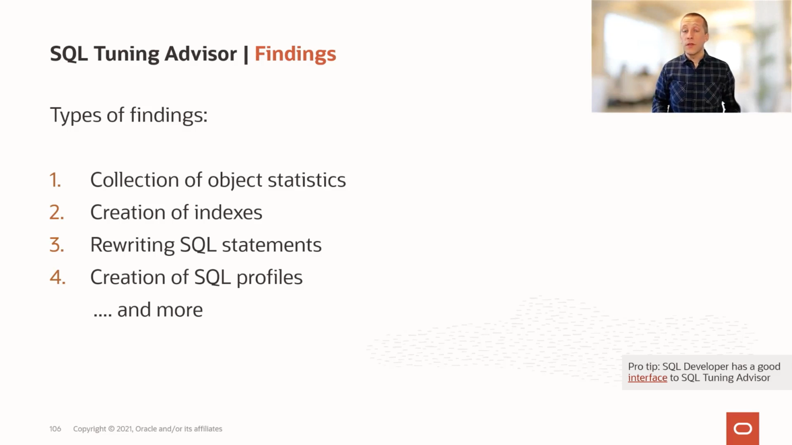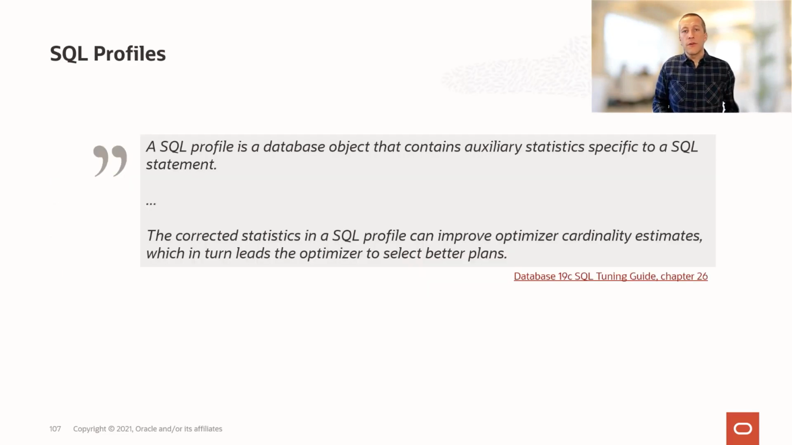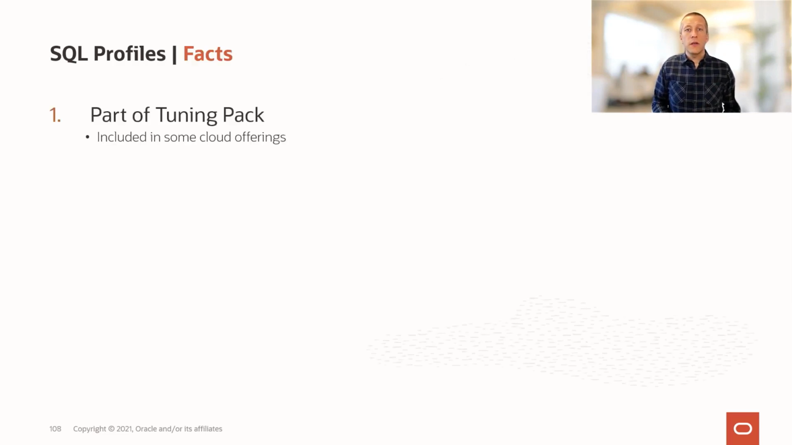It can also come up with suggestions to create SQL profiles, and that I would like to show you a little more about. A SQL profile is basically some auxiliary statistics that you can apply to a SQL statement. The idea is that those extra statistics can ensure that the optimizer comes up with better cardinality estimates and eventually comes out with a better plan. SQL profiles are part of the tuning pack. But if your database is in OCI and you're using one of the Enterprise Edition offerings on DBCS or ExaCS, it's actually part of the license.